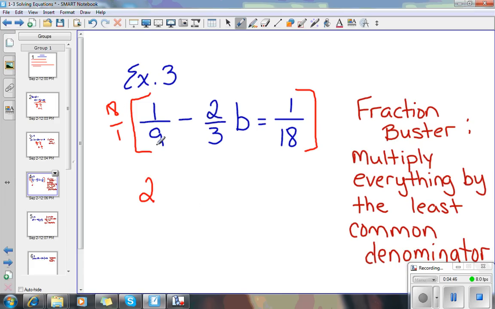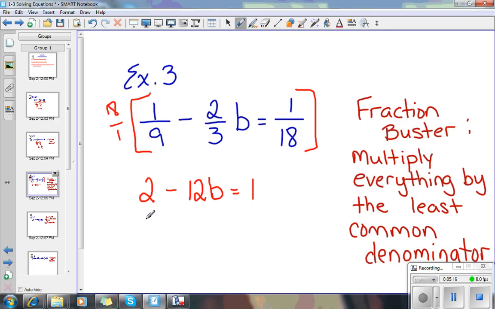Now I don't actually cross it out because I don't want to cross the 18 out because I also have to multiply it by this next term. 3 goes into 18 6 times, times the 2 that was already there gives me 12. So I have 12b. And for the last part, 18 goes into 18 one time, times the 1 that was already there is just 1. So now in one step, I have just eliminated the fractions, and now the problem is much easier to do.